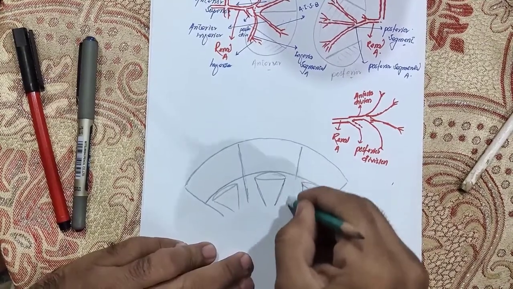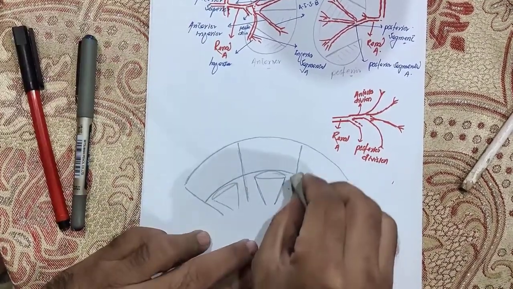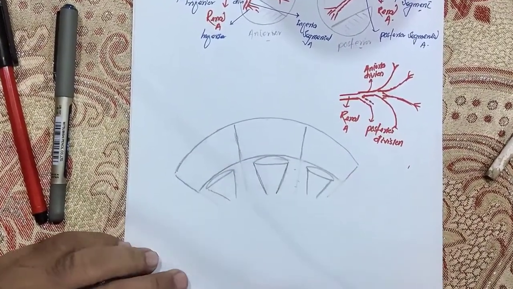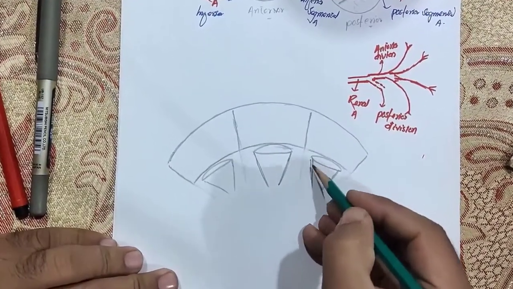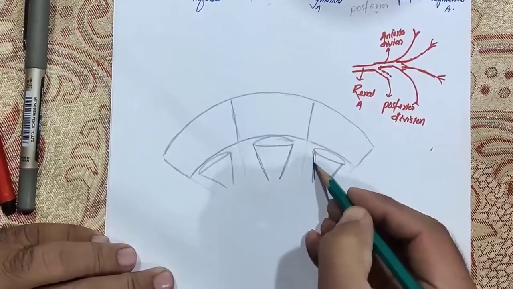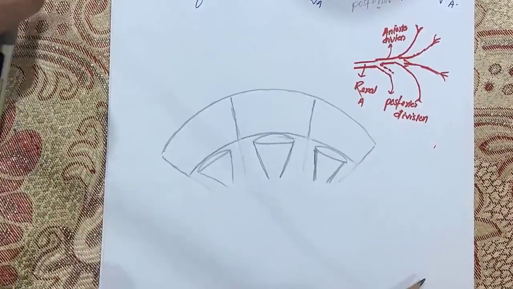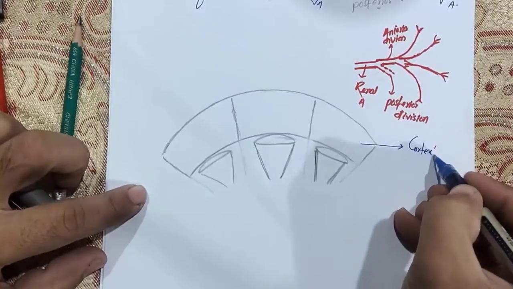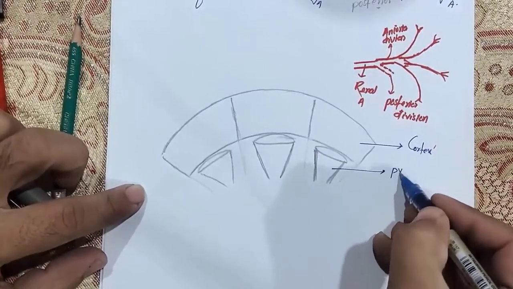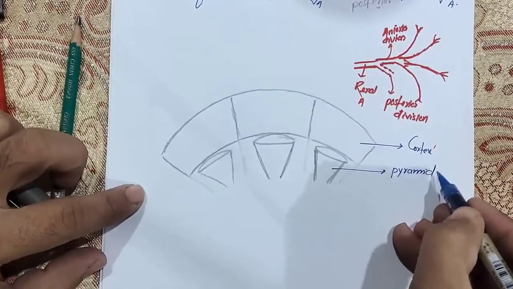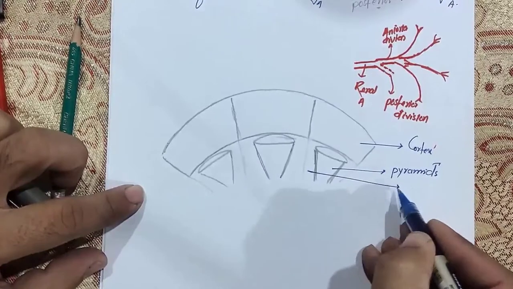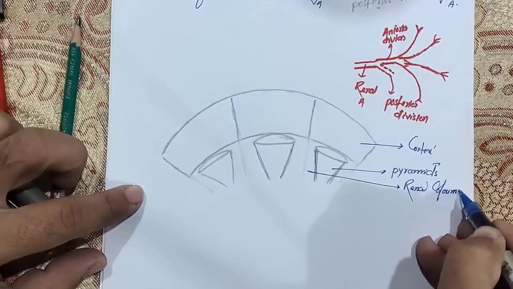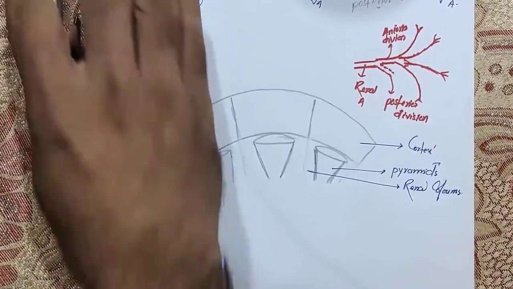Okay, so let's erase it. Okay, now look carefully. Done. Then in between the pyramids there are renal columns. What are these? These are renal columns. So let me name all these parts. This is cortex, right? These are pyramids, done, and these are the renal columns. Renal columns.